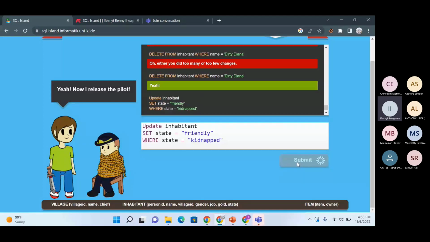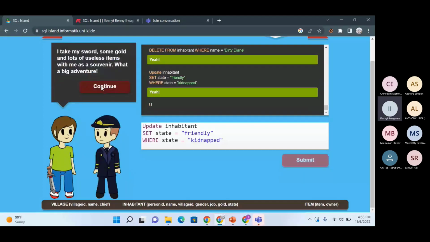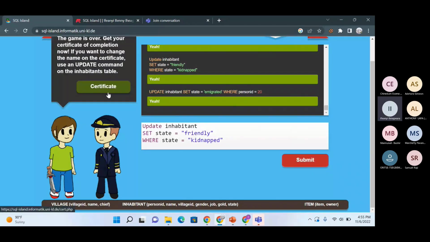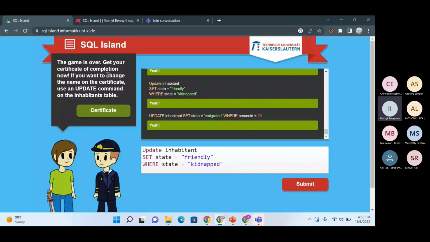So now, okay, I think we're about to get off the island. So take the code to this and as souvenirs, what a big adventure. So the state is now set as immigrant with the ID number. So I guess we're freed. So we continue. So the game is over. We can get a certificate of completion at the end of the game.